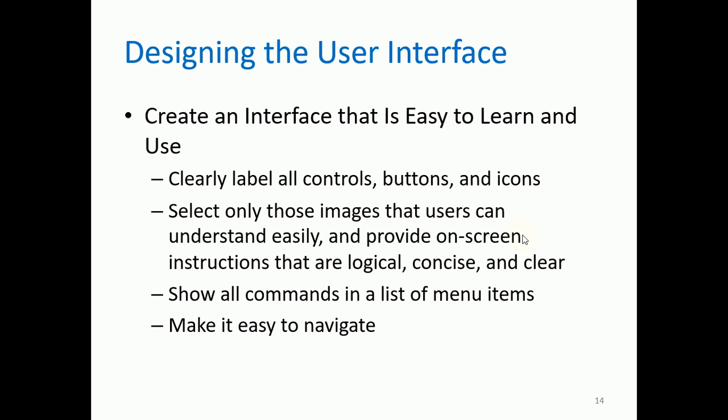For example, images that users can understand easily. So we have open. The logo for open is the open folder. And then for new, the commonly used icon is a white sheet of paper. So that means it's new. Then for the save, the common icon for save is the diskette. So meaning you're going to save it to a drive. So use that because these are the most commonly used images for the icons.